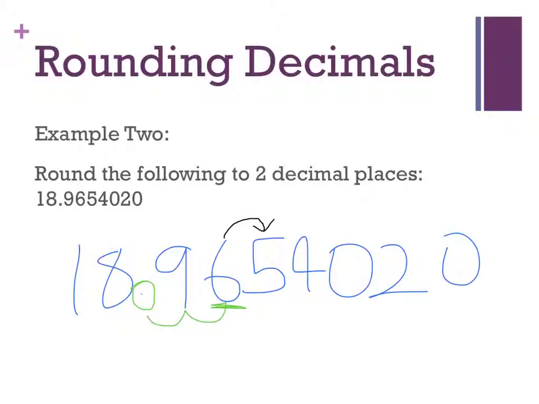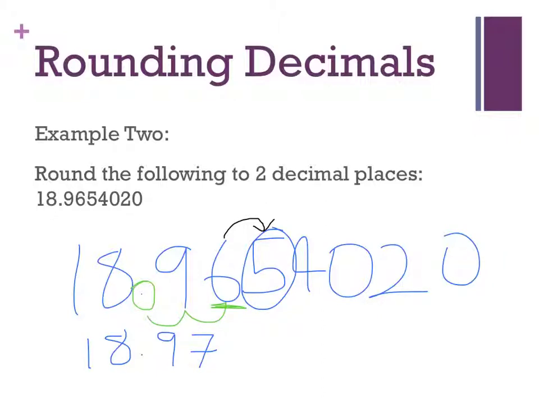The number directly to the right is 5, which means that this 6 here gets changed to a 7. 18.97. What that's trying to say is 18.965 is closer to 18.97 than it is close to 18.96. So the rule is the number directly next to it.